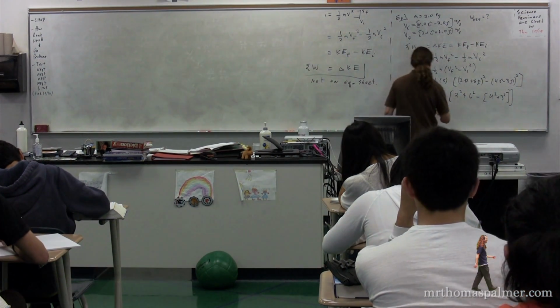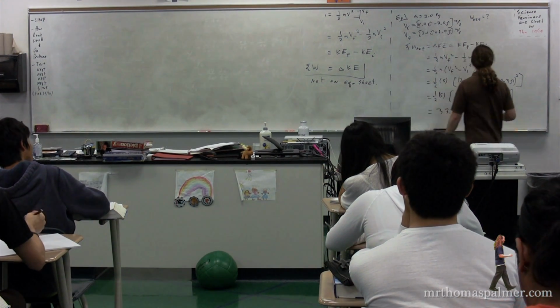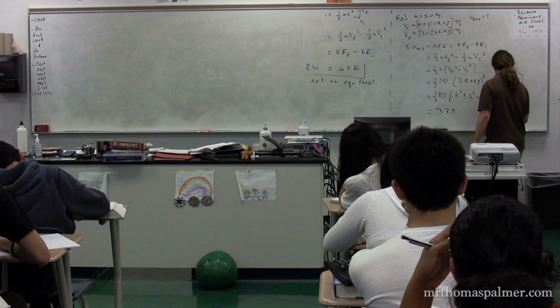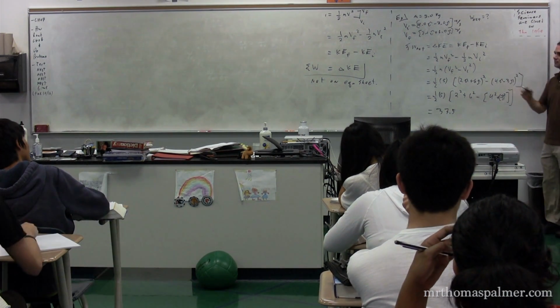37.5? Why is it 4 squared plus 3 squared? Because you're -3, here, we'll do this. 4 plus -3 squared, right?